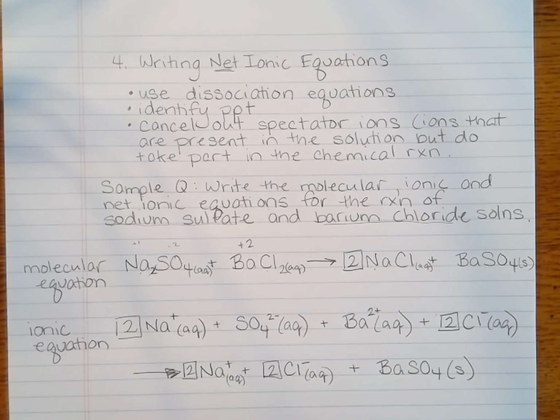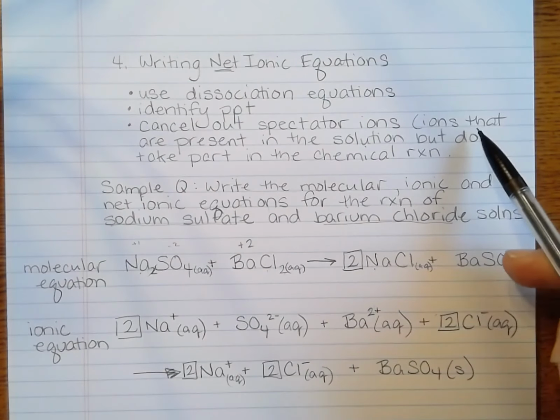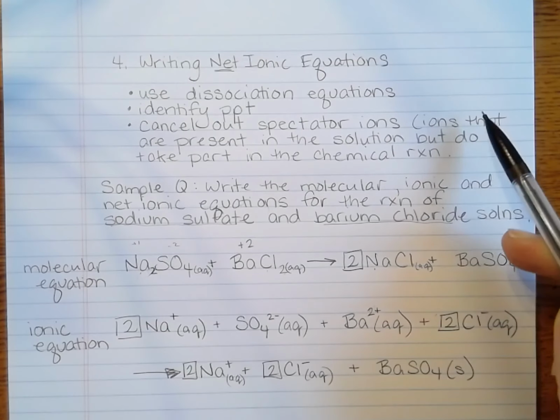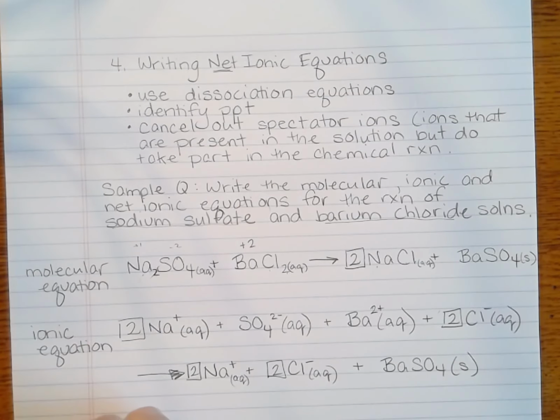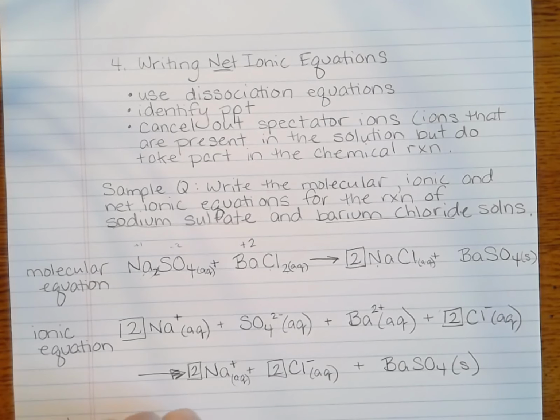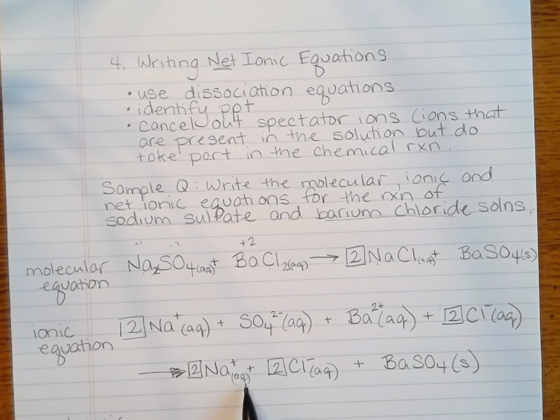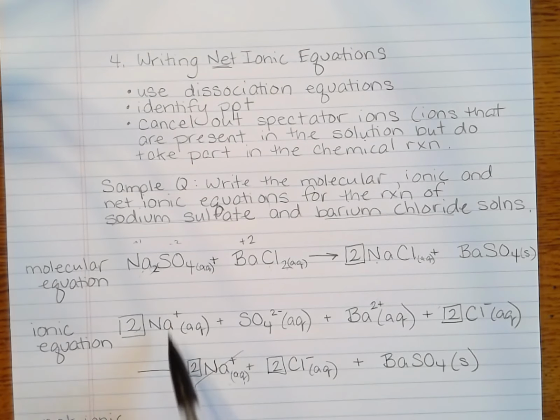Okay, fantastic. So now I'm ready to do this last step. I'm ready to cancel out the spectator ions and write my net ionic equation. So anything that appears on the left and on the right can be canceled out. So I see that I have 2 sodium ions on the reactant side, and I have the same 2 sodium ions in solution. So this is a key part, that they're both in solution, and so I can cancel those out. I look at the sulfate.